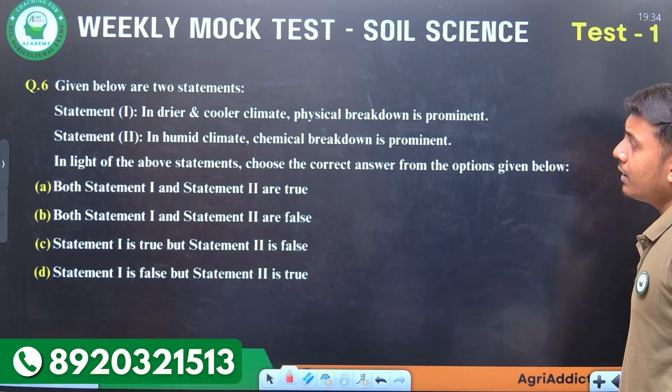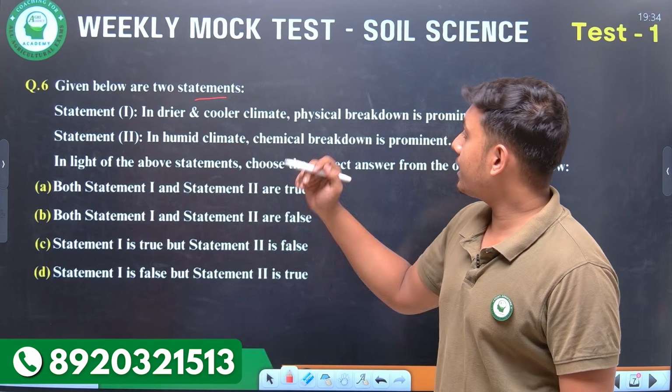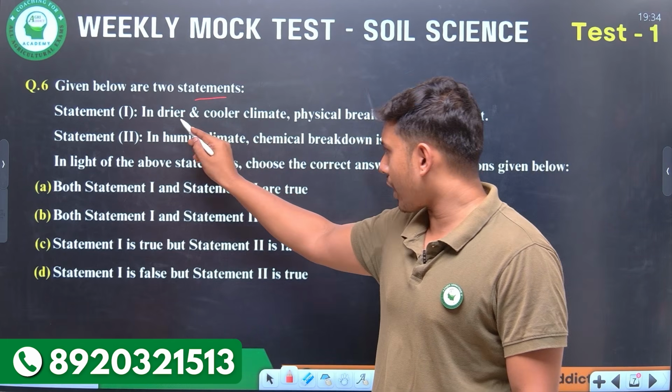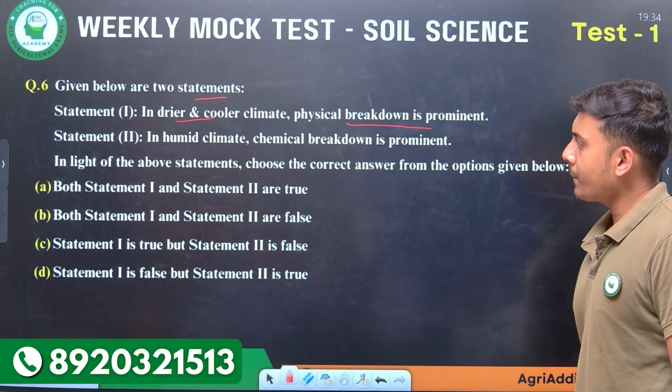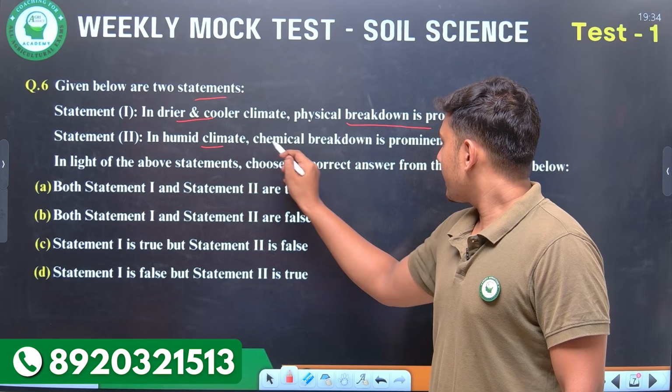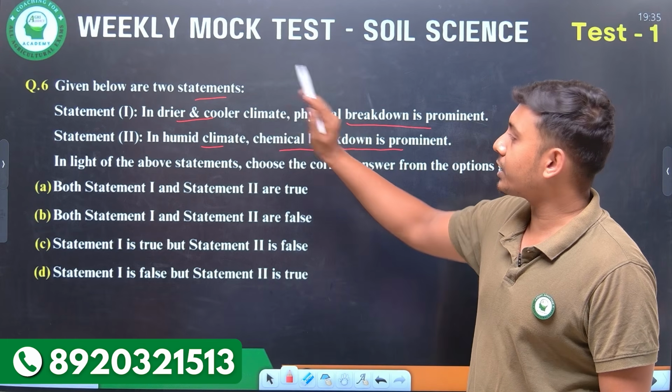Next comes the given two statements. Then again a statement based question. Let's see the first statement. Statement 1: in drier and cooler climate, physical breakdown is prominent, and in humid region, chemical breakdown is prominent. Both the statements are right.